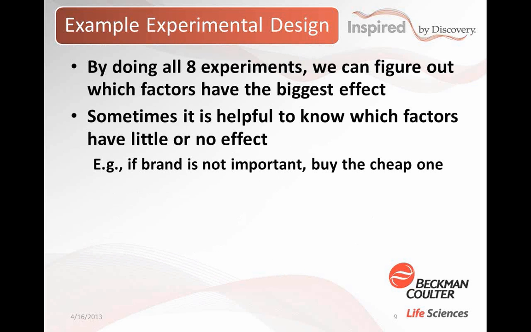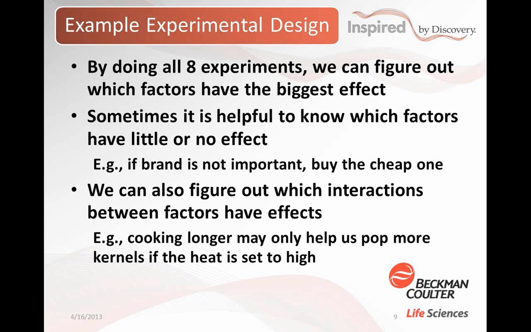And as I mentioned, sometimes it's also important to know what doesn't have an effect. If brand doesn't matter, we'll buy the cheaper one. Then we can also look at interactions. So an example of an interaction might be that cooking longer helps, but it only helps if we have the heating set to high, whereas we can cook a long time on medium, but it doesn't cause any more kernels to pop.